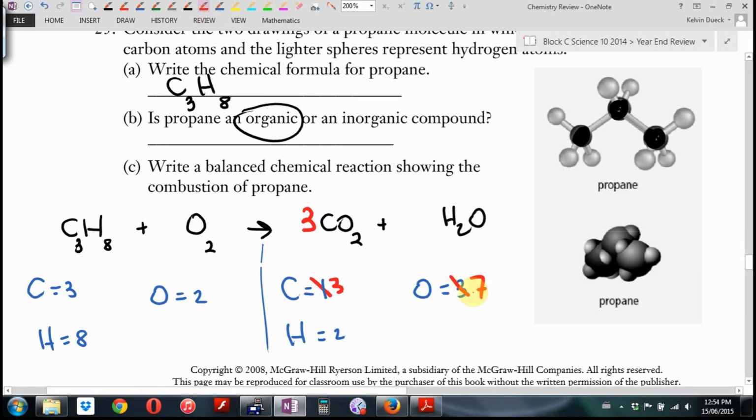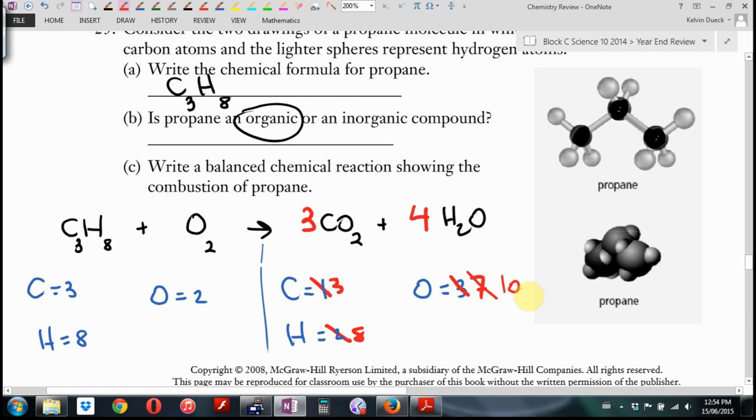7. I'll come back to that. How many hydrogens on the left? 8. How many hydrogens on the right? 2. How can I fix that and make it 8? Put a 4 right here. That gives me 8. Oh, but that also changed the oxygens. I got 6 and 4. Now I have 10.